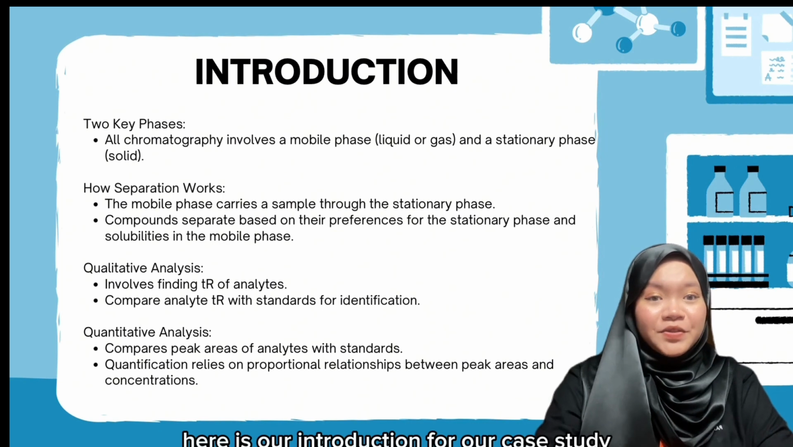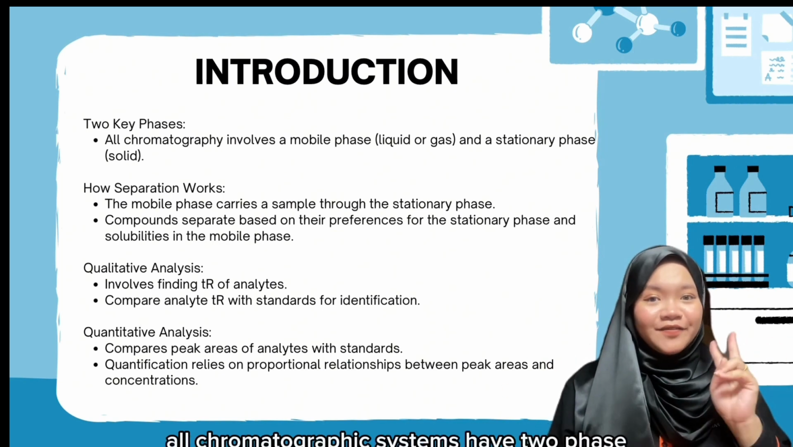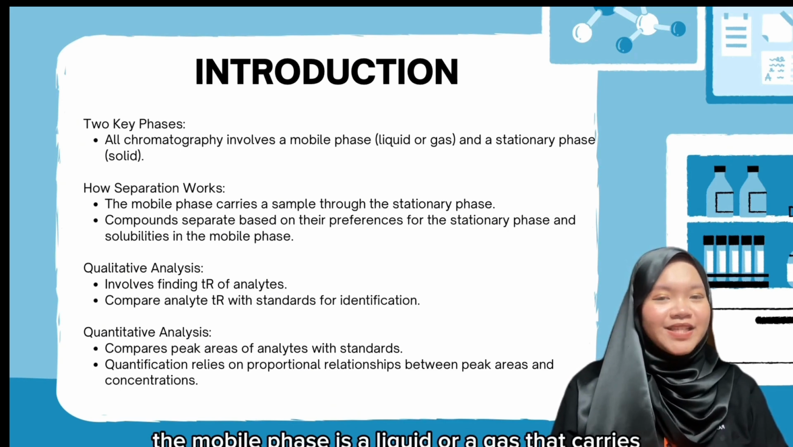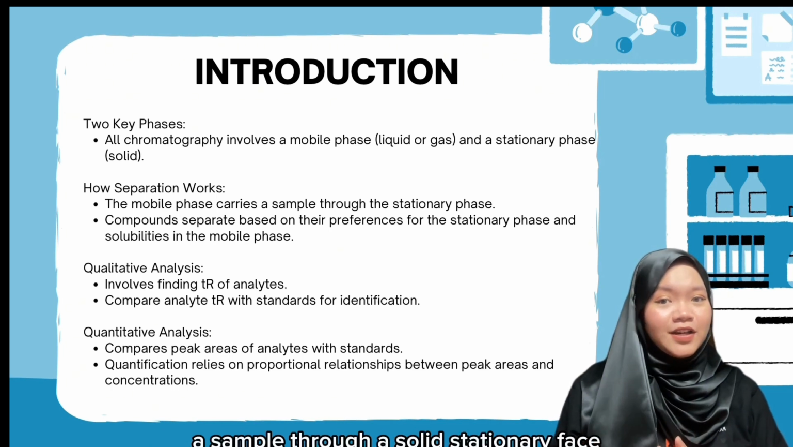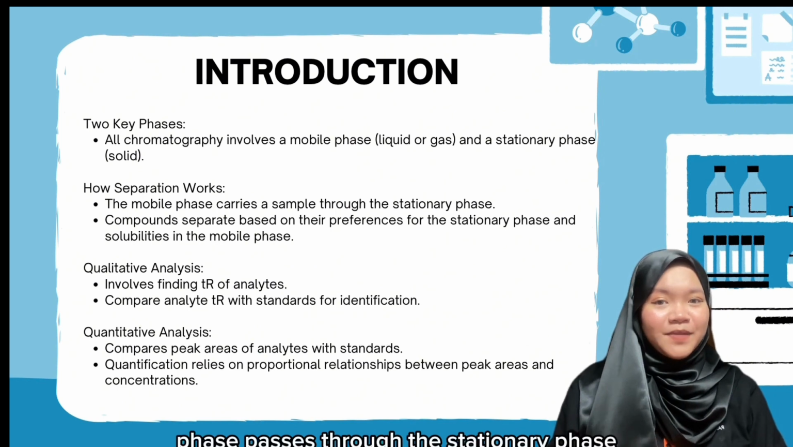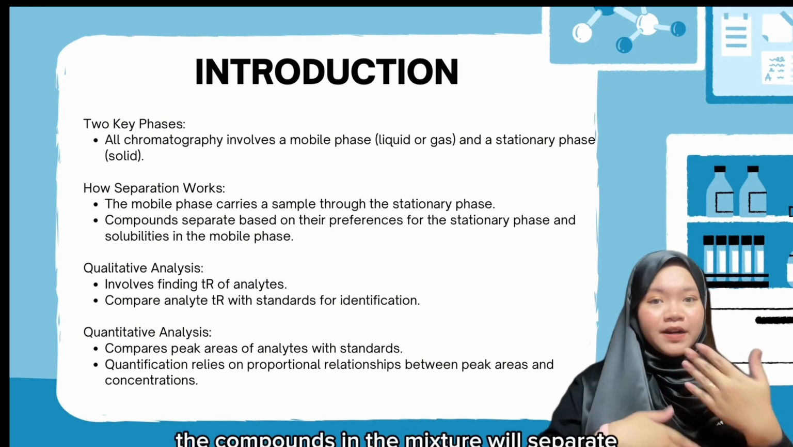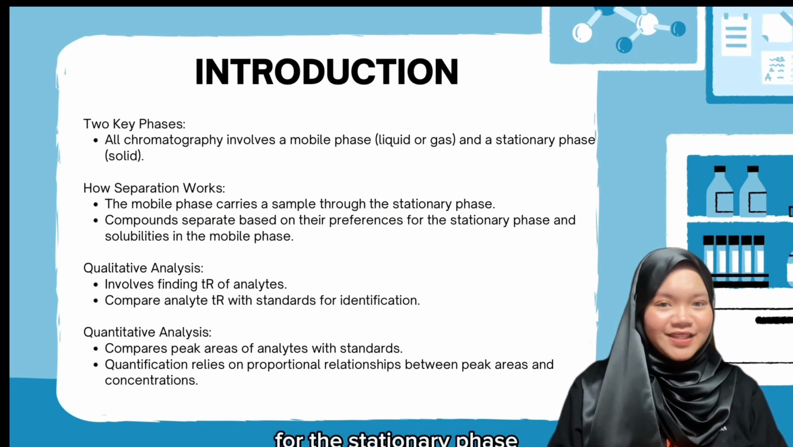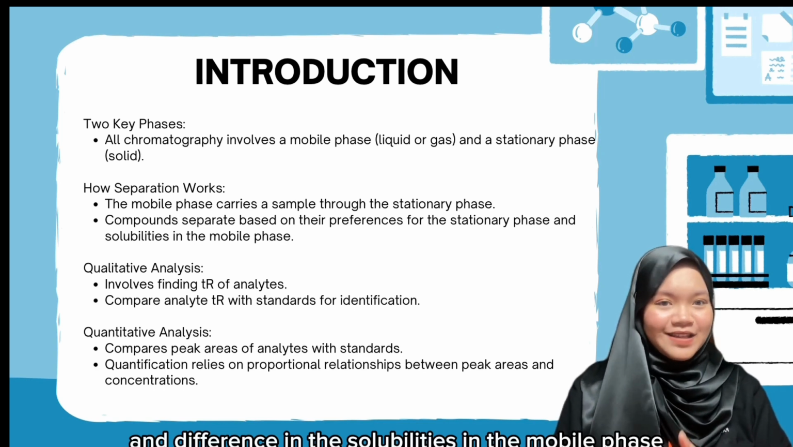Here is our introduction for our case study. All chromatographic systems have two phases, a mobile phase and a stationary phase. The mobile phase is a liquid or a gas that carries a sample through a solid stationary phase. As the sample in the mobile phase passes through the stationary phase, the compounds in the mixture will separate because of difference in their affinities for the stationary phase and difference in their solubilities in the mobile phase.